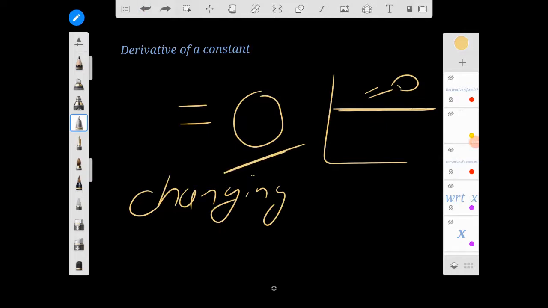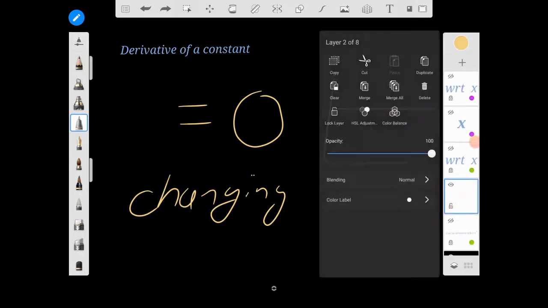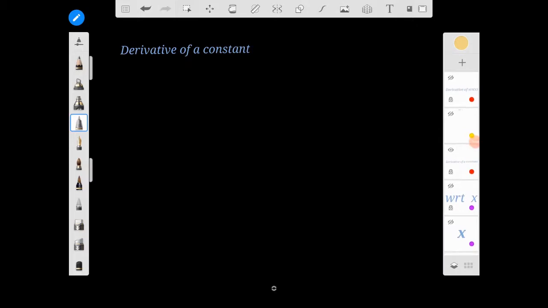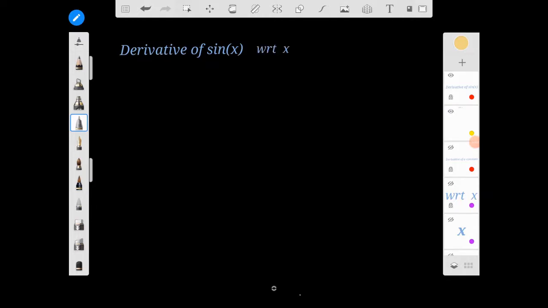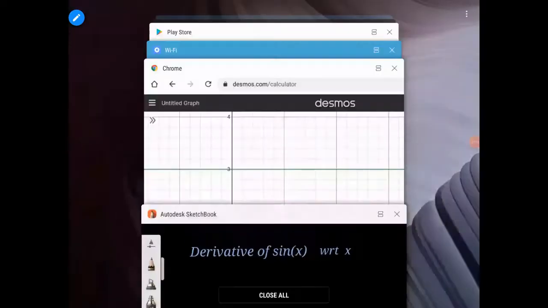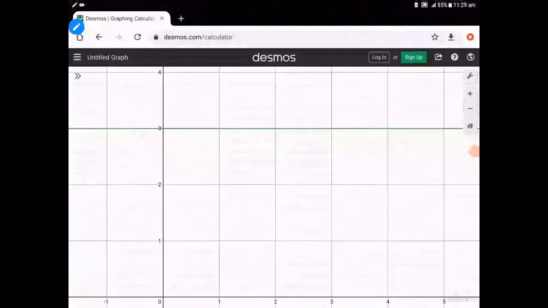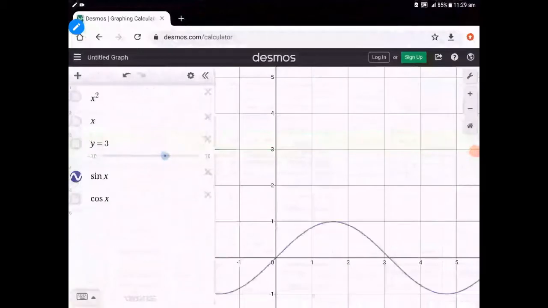Okay, so let me move on to something else. Now look at this, the derivative of sine x with respect to x. Okay, so this will be our last one, and let us look at what it is. Before we do it with the formula, again let us go back and do it on the graph. So this is the sine x function, the sine x graph.